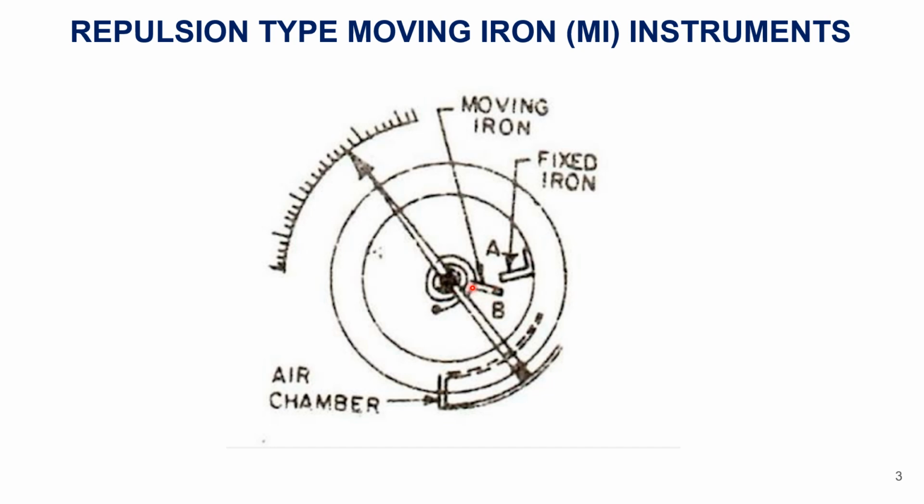When the current to be measured is passed through the coil, it will set up its own magnetic field, which magnetizes the two iron rods with the same magnetic polarity. So what happened? Both have the same magnetic polarity, which means the two iron rods, the fixed and moving rods, will repel each other. So the pointer will show the reading on the calibrated scale. Again, the force of repulsion is directly proportional to the square of the current passing through the coil.